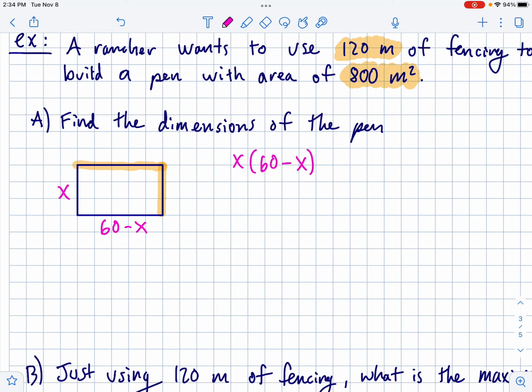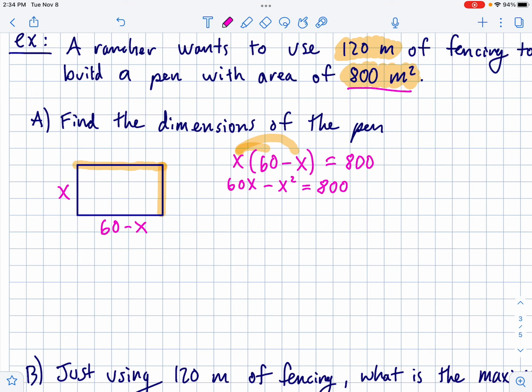If I multiply those together, length times width, that will give me the area of the pen. But they told us that the area of the pen needs to be 800 meters squared. So we are going to set that equal to 800. Now we need to try to solve this. So what we do is distribute the x to both of these terms. So we get 60x minus x squared is equal to 800.